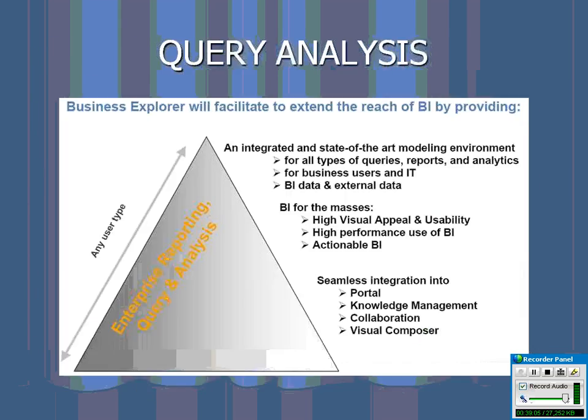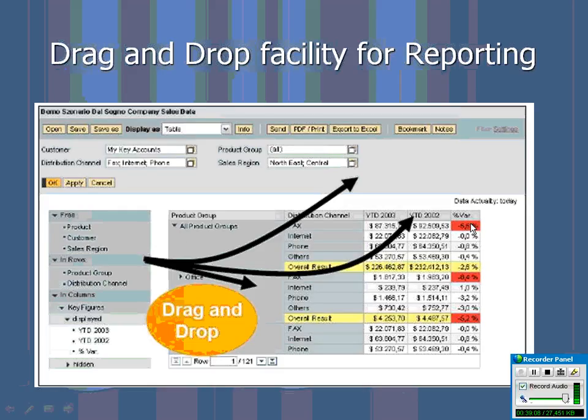Let us say the end user is seeing the output. On the left side you will see the object. What he will do is just drag and drop that particular object into the output, so that data will drill down. See, he's just dragging this sales region, so that data will come down.